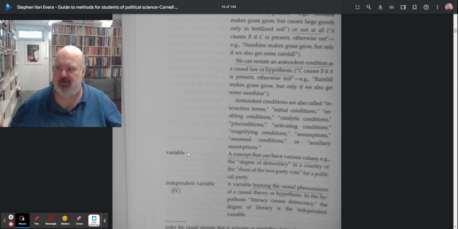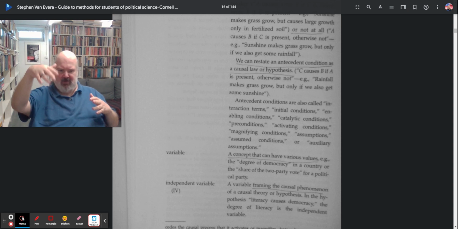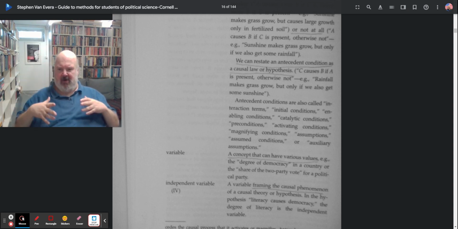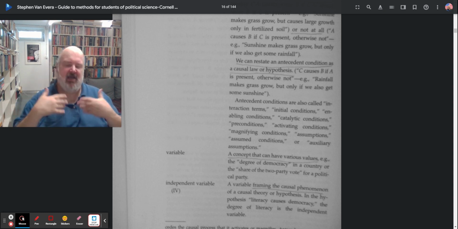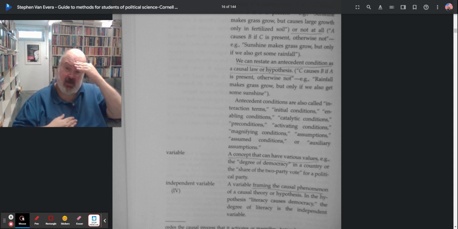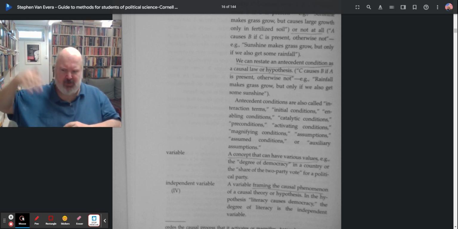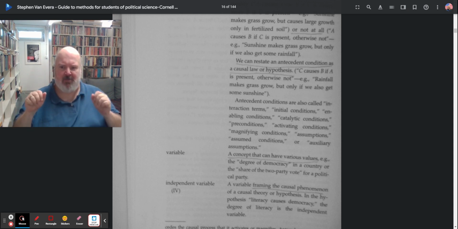Now we're coming to another problem: what is a variable? We mentioned the independent variable, but what is a variable? I think this is where he's a little weak. Before we get here, we have to distinguish between concepts and phenomena. He's talking about phenomena, and we've already been talking about phenomena. What is phenomena?